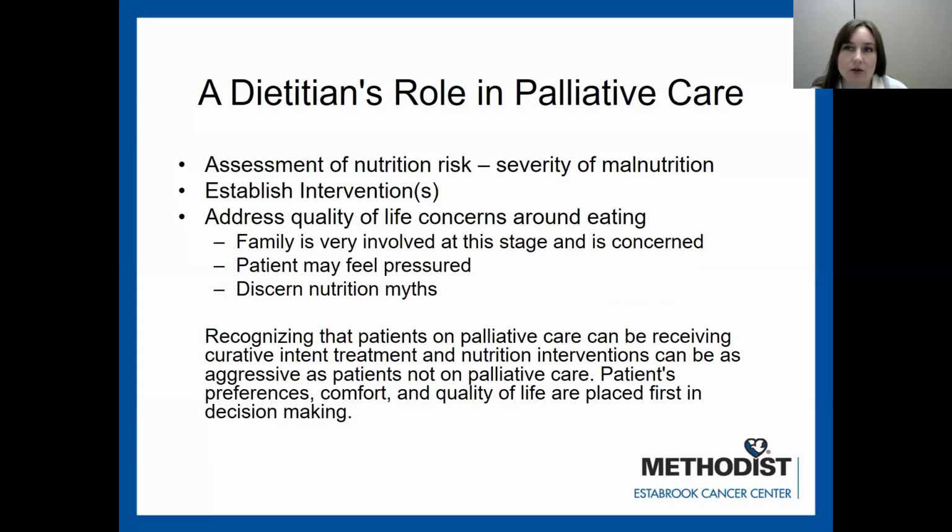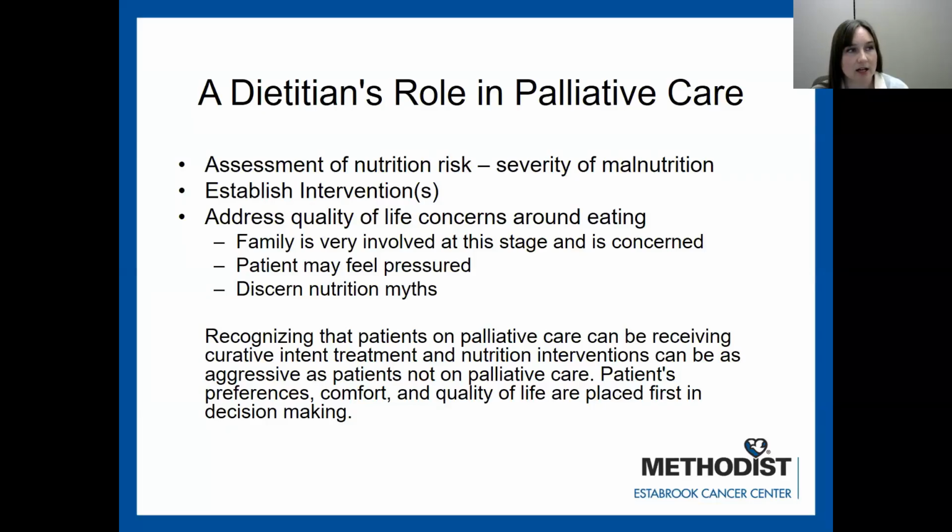The biggest part we're going to do is a nutrition assessment. This is to see the risk of the patient. We're going to determine the severity of malnutrition, if there is any malnutrition. And we want to work with the patient and the family and the care team to establish interventions to address any nutrition concerns or malnutrition.